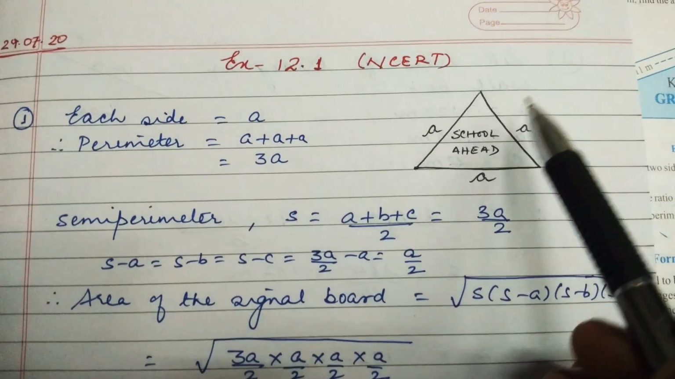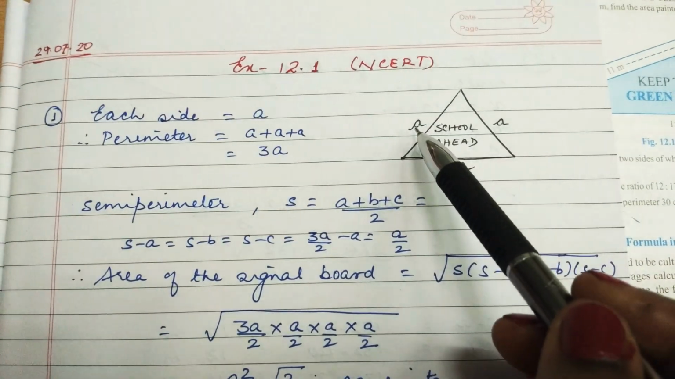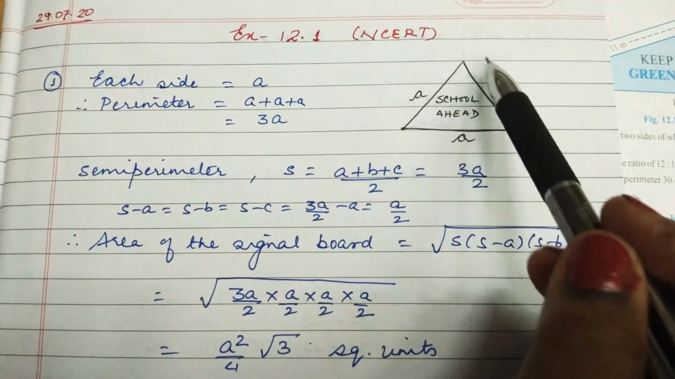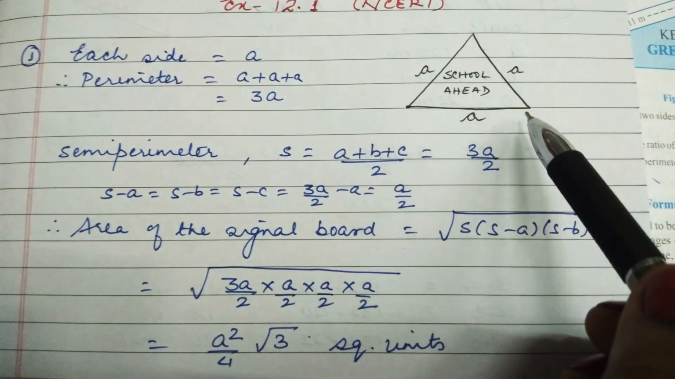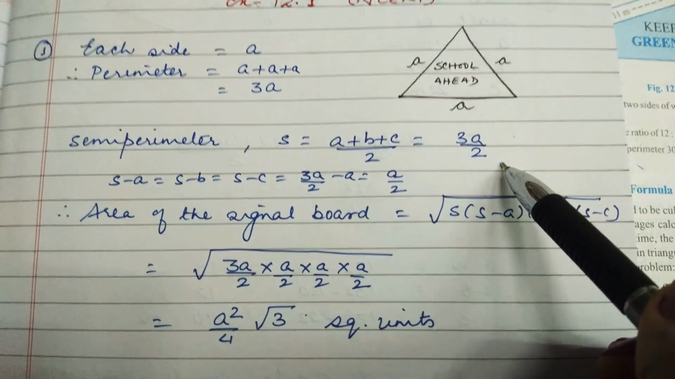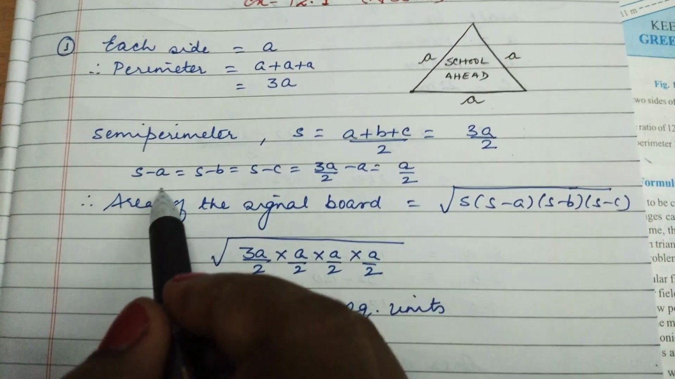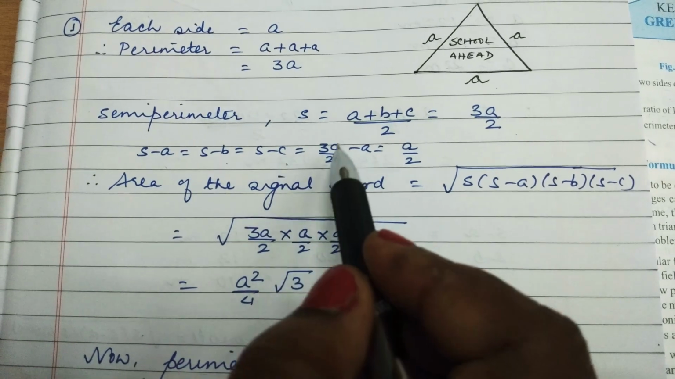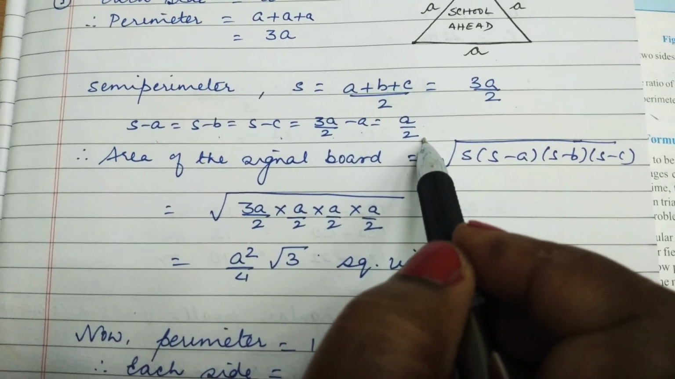So it is given that the signal board is in the shape of an equilateral triangle with each side equal to A. So what will be the perimeter of an equilateral triangle? It will be 3A. So the semi-perimeter will be 3A by 2. Now since each side is equal, S minus A, S minus B and S minus C will also be equal. That is 3A by 2 minus A, that is A by 2.